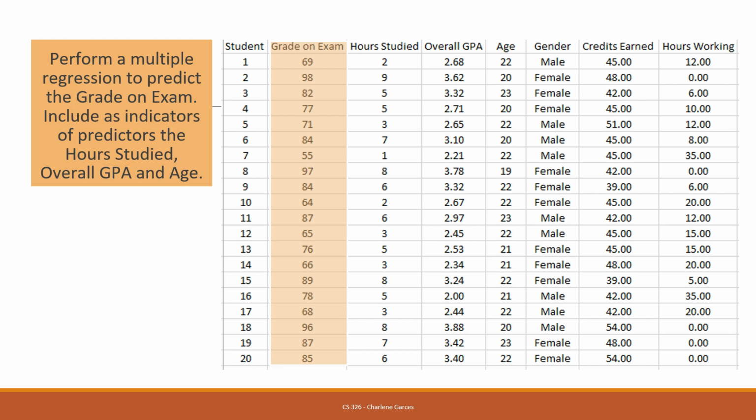It is like when you're in high school. So this is the total grade average you have accumulated. Okay, and then we have the age. So these three are actually independent. They will somehow contribute to the result of the grade on the exam, depending on how many hours you studied, your overall GPA, and your age.